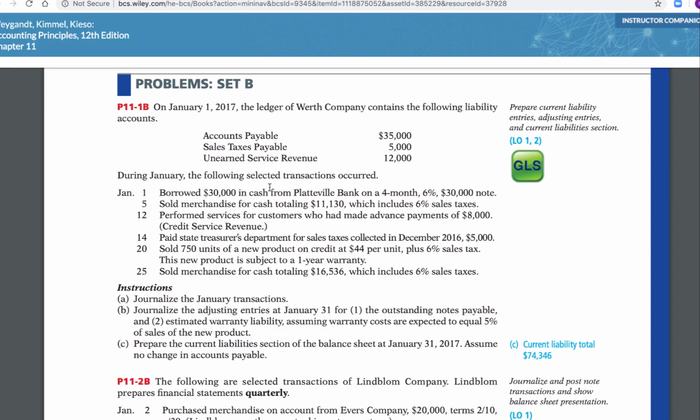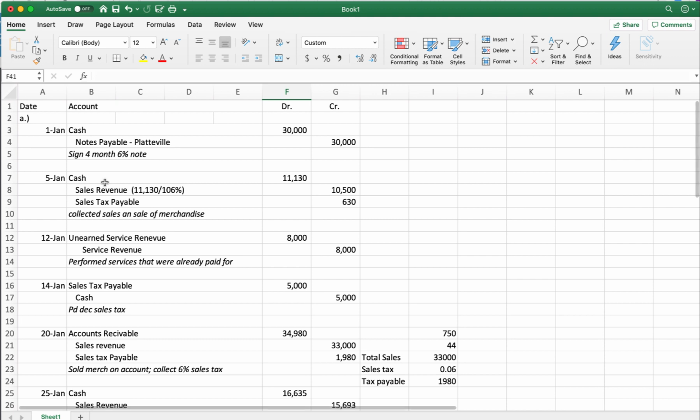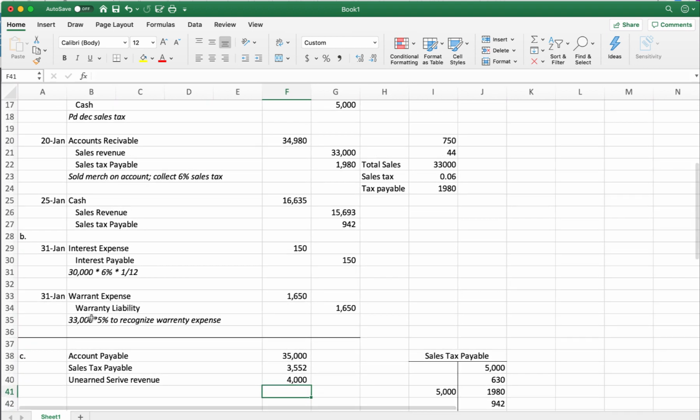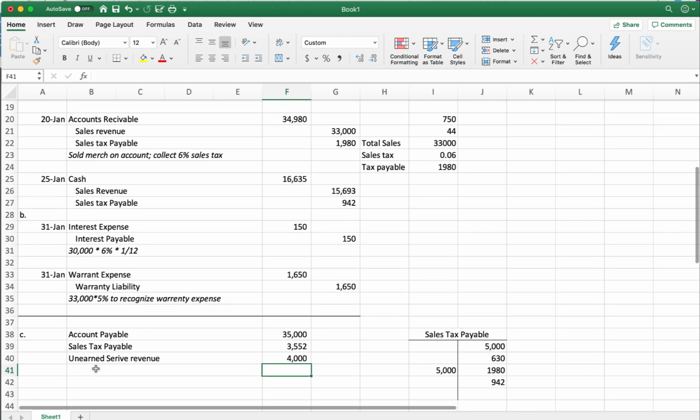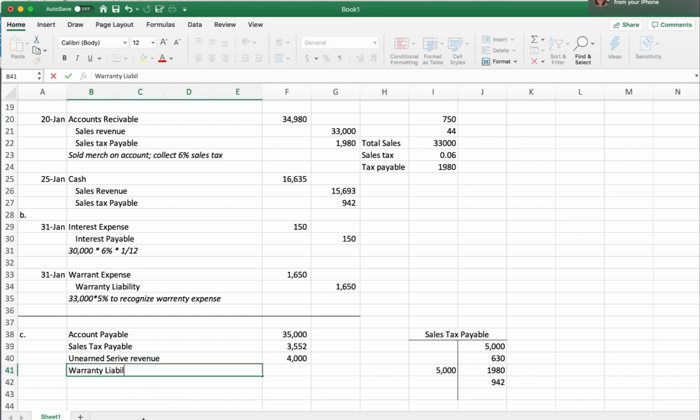Okay. So we got all our liabilities, right? Now we need to go back through and look. Is there any liability that we missed? And I can tell you right now, I know there is. It's that warranty liability. We need to plug that in. So I'm going to say warranty liability for $1,650.